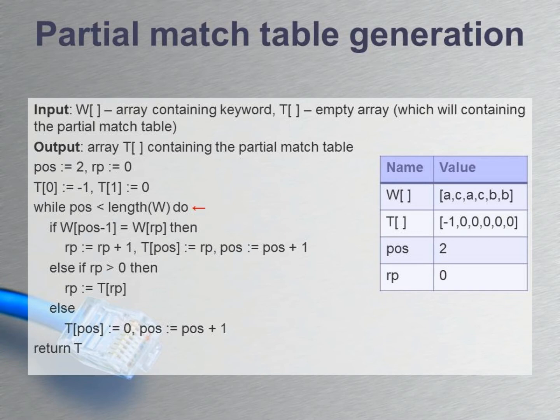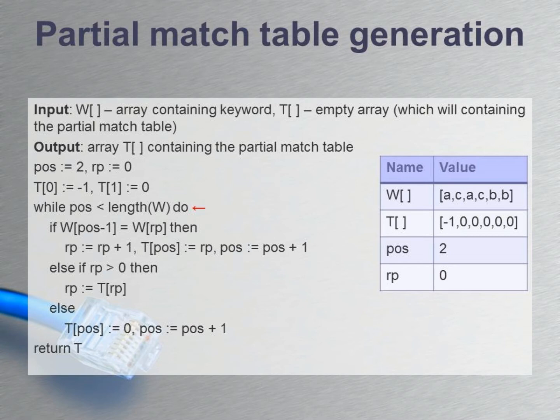We start by assigning T[0] to be -1 and T[1] to be 0. This is because -1 represents the beginning of the pattern we are searching for, and if the second character is wrong, we always have to return to the starting position. We also set pos, which is the position in the table we are filling in, to be 2, because positions 0 and 1 are already filled, and rp to be 0, which is the return point if we get a mismatch. We start by making sure the while loop is satisfied.